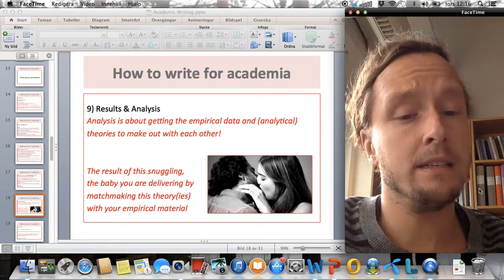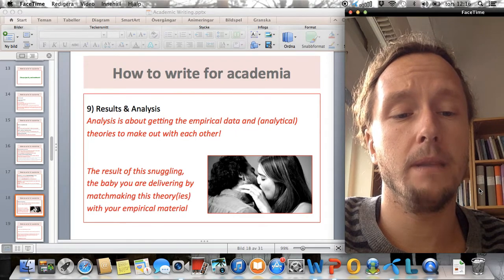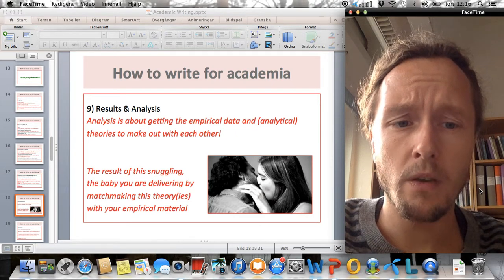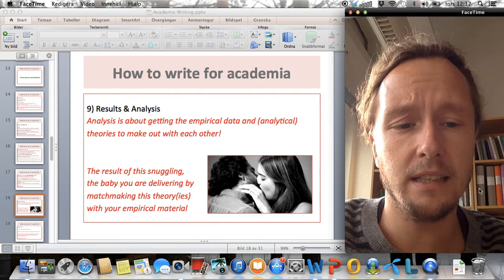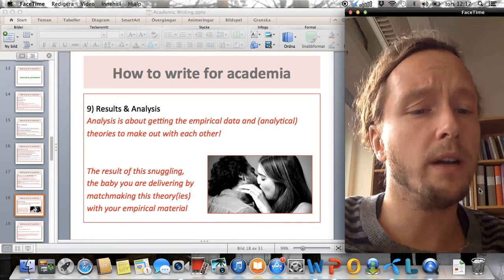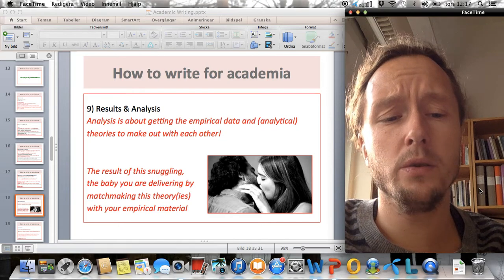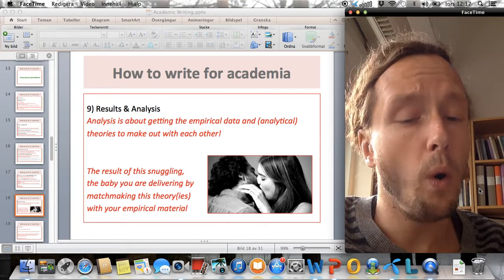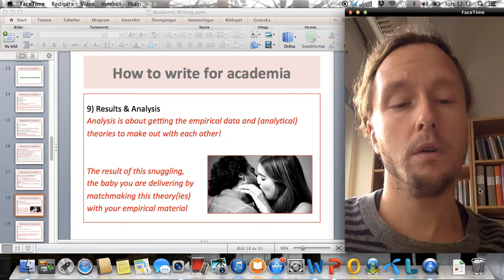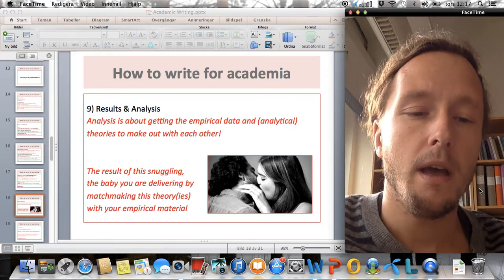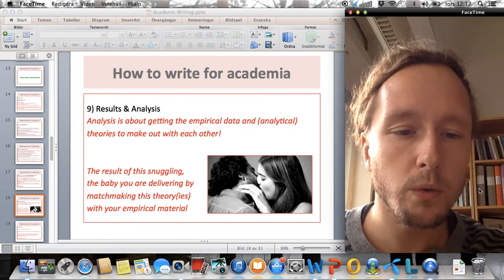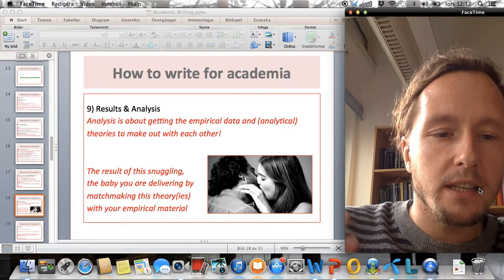And analysis is another word that is very difficult for students in general. What is analysis and how do you do an analysis? Now, I usually use the metaphor of making out, because most of you, all of you, should know how to make out at least. So when you make out, you're two persons and you hold each other, stick the tongue in the other's mouth, etc.